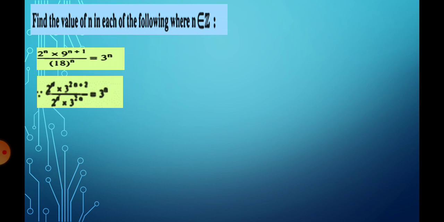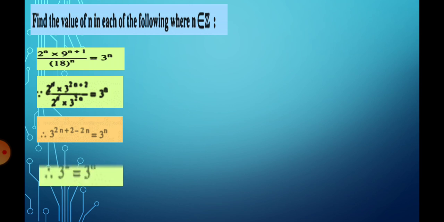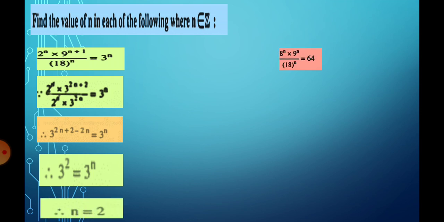We cancel 2 to the power n with 2 to the power n. Then the form equals 3 to the power 2n plus 2 minus 2n. Then the form equals 3 to the power 2. The left hand side is 3 to the power 2, and the right hand side is 3 to the power n. Then n equals 2.